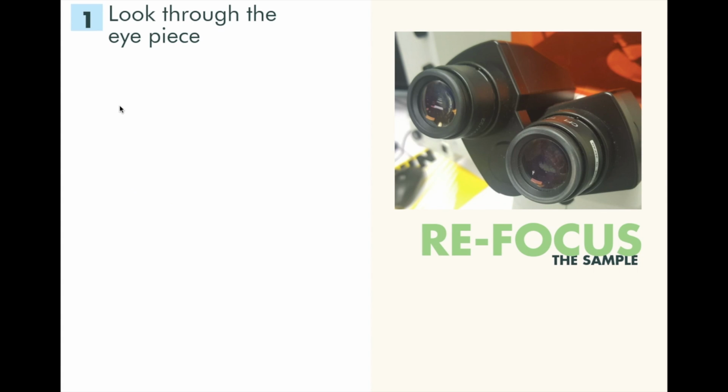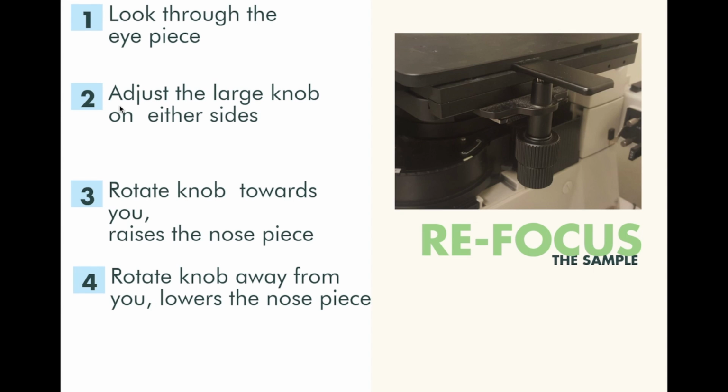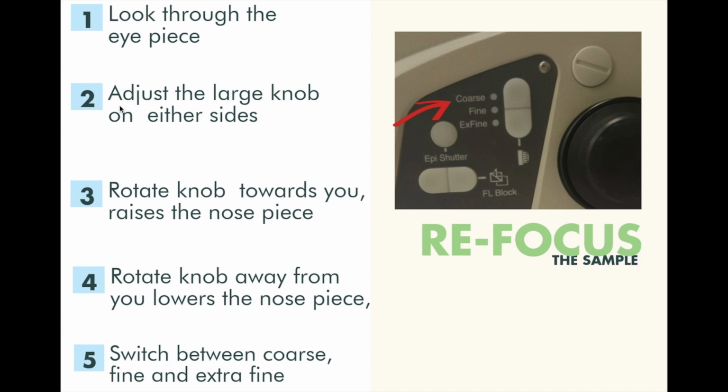Now, look through the eyepiece while adjusting the large knobs on either side of the microscope to focus the image. When you rotate the knob towards you, you actually raise the nose piece. Vice versa, when you rotate the knob away from you, it lowers the nose piece. Switch between coarse, fine, or extra fine using the buttons on the side of the microscope.